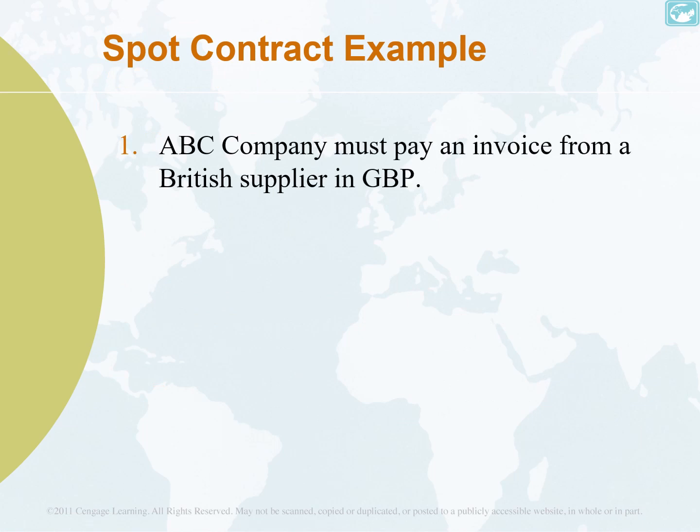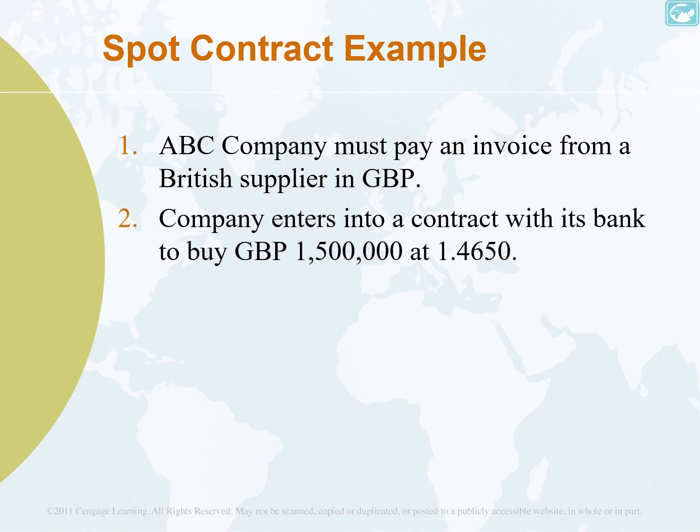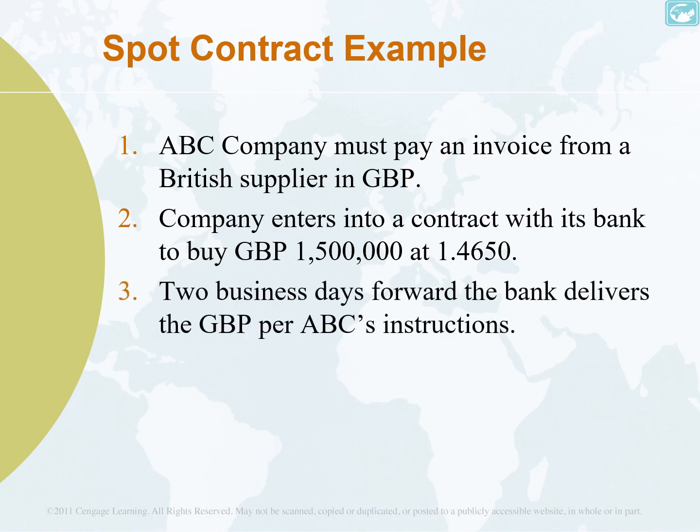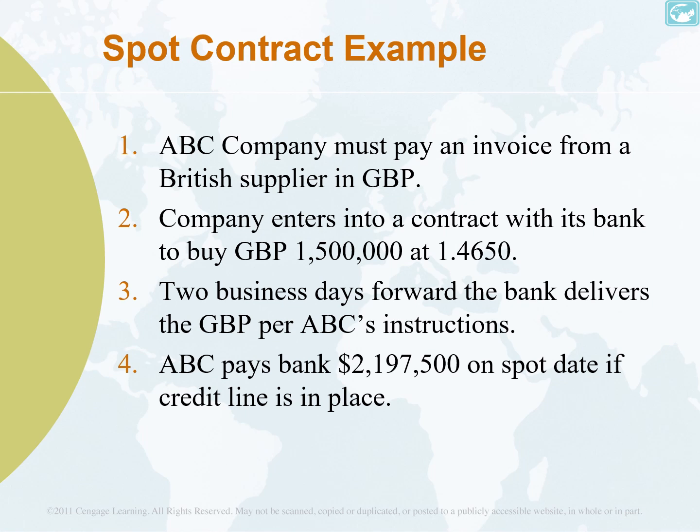There is a spot contract example here. ABC company must pay an invoice from a British supplier in British pounds. The company will enter into a contract with its bank to buy 1.5 million British pounds at 1.465. Then 2 business days forward, the bank delivers the pounds per the instructions of the company. Then ABC pays back 2,197,500 on the spot date if the credit line is in place.